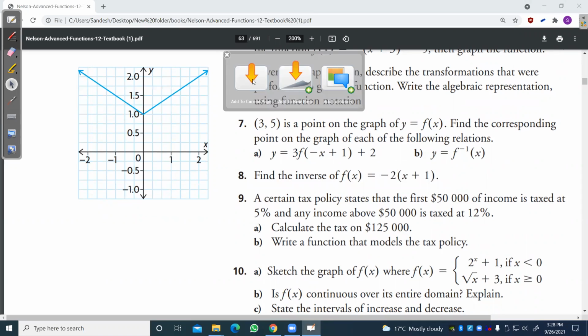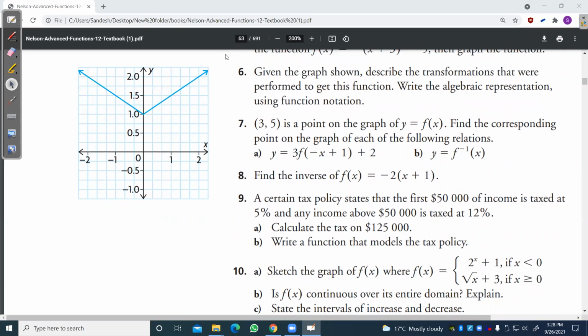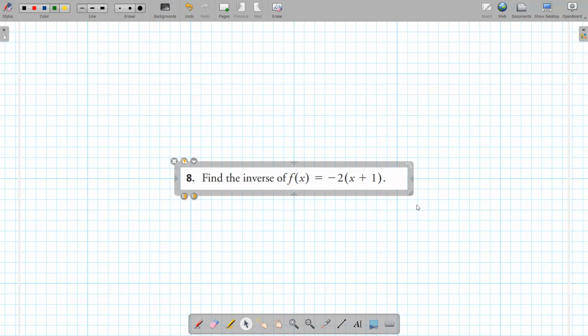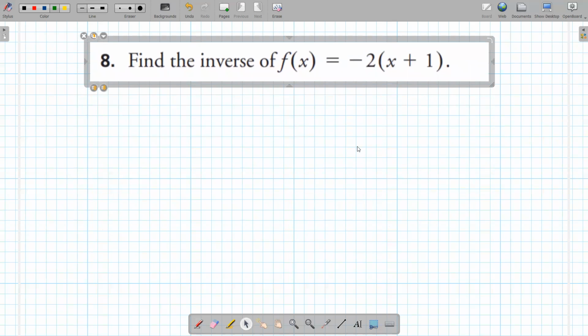Can we do some absolute value after this? You can do it right now. I mean, let's finish this test because it kind of covers everything. We have time, right? We have over 30 minutes. Oh yeah. Let's find the inverse of this function.